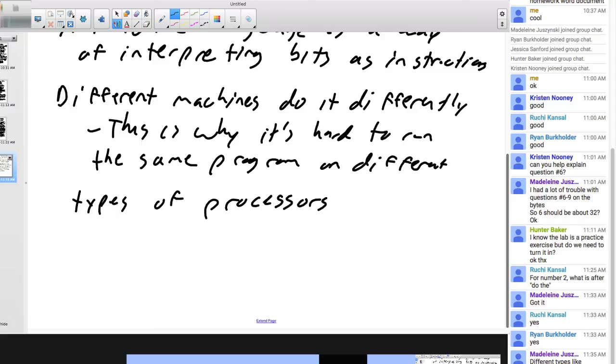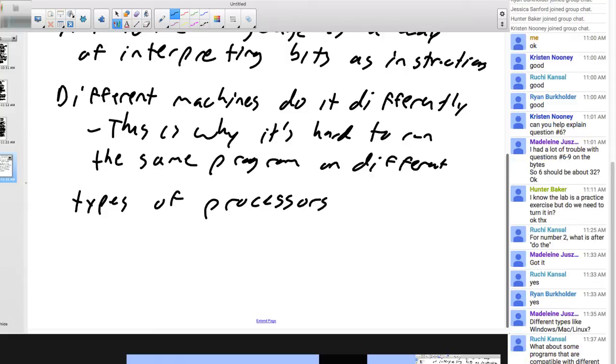And so, because there's not one standard machine language, the way there's one standard way to interpret binary numbers, we have all of these different kinds of programs written still in zeros and ones, but with different interpretations of zeros and ones. Okay, so that's the idea. Some programs are compatible with different machines.